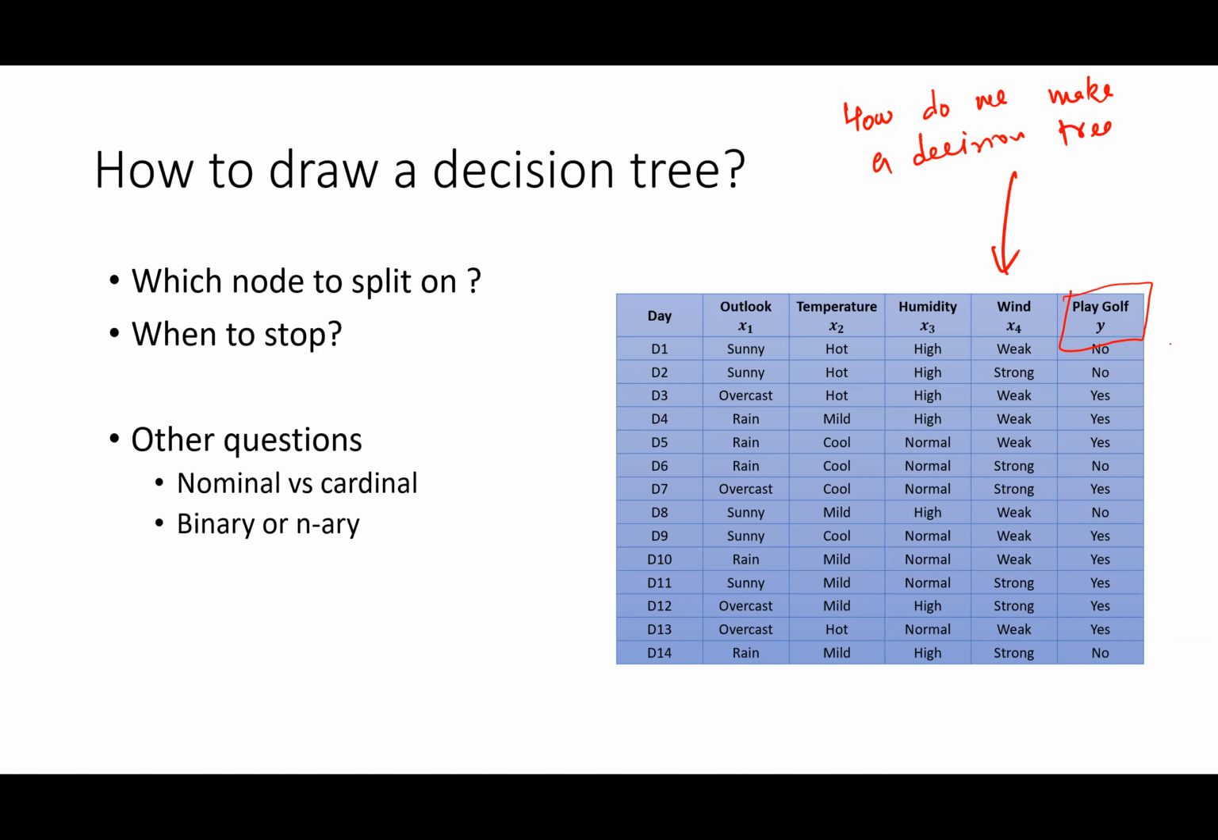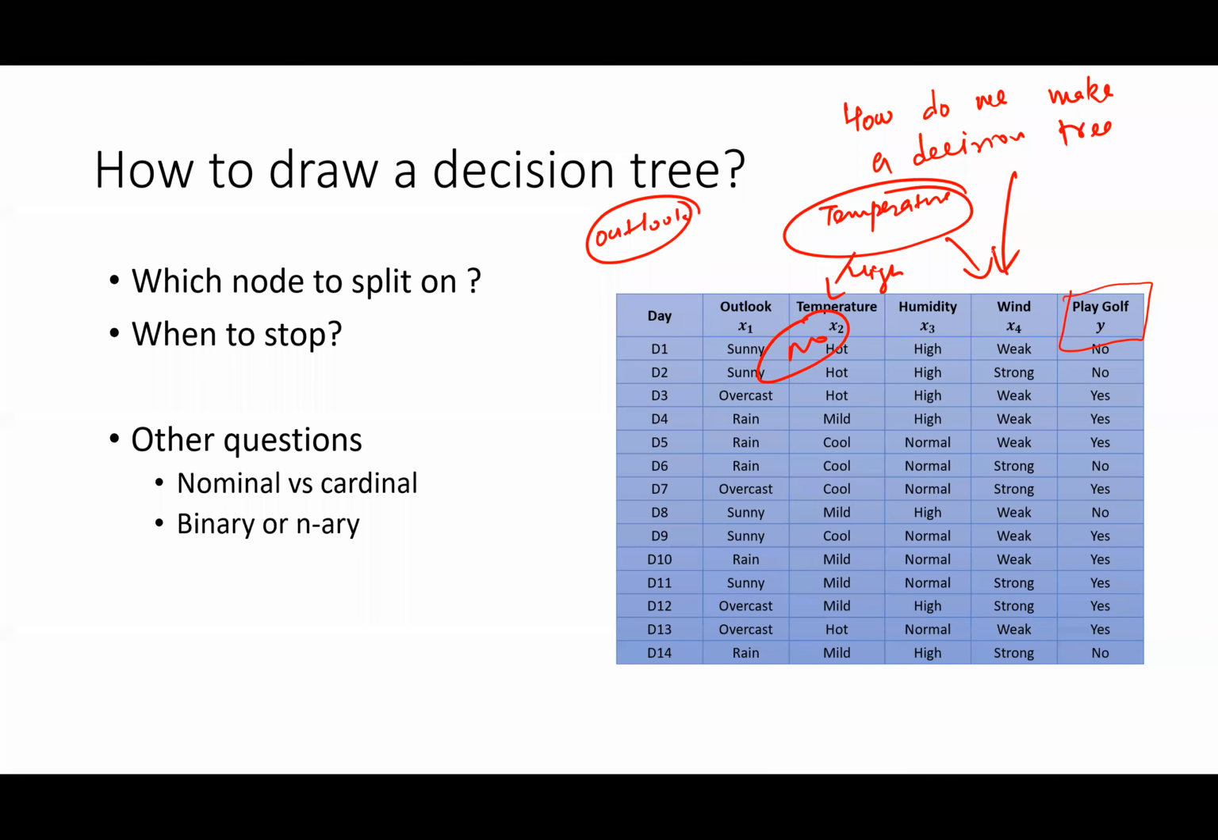You saw in the last example, we basically started with the root node of Outlook. But it's also possible we might directly start with the temperature. If the temperature is too high, we might not play, we might say no. But if the temperature is, let us say, normal or mild, fine. So if the temperature is high or cold, we might not play. But if it is mild, then we might want to look at other factors, like what is the outlook on that particular day. So the point is that there could be a number of different trees. So which tree is better?